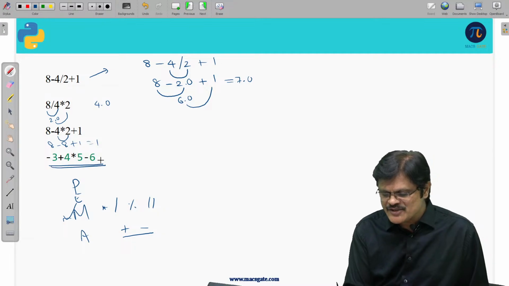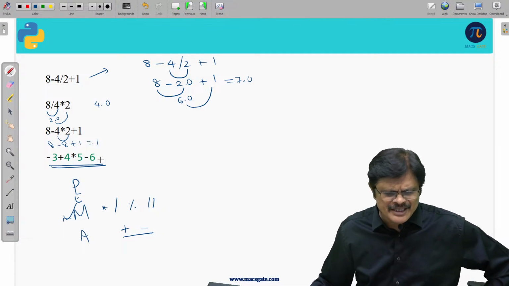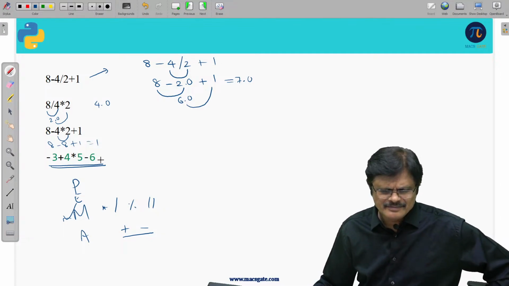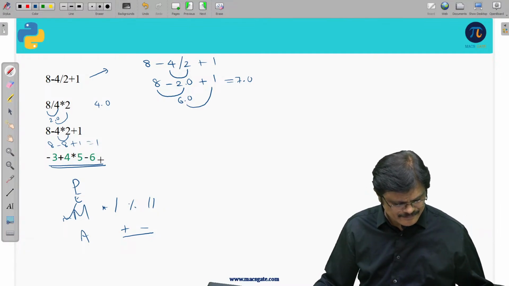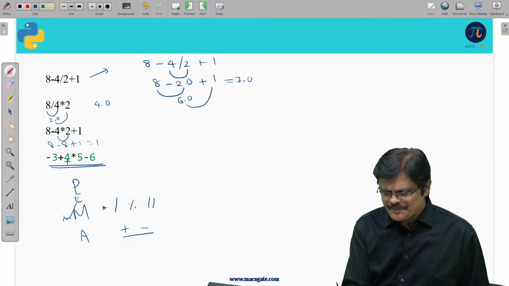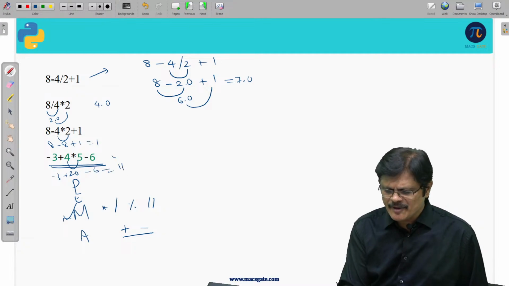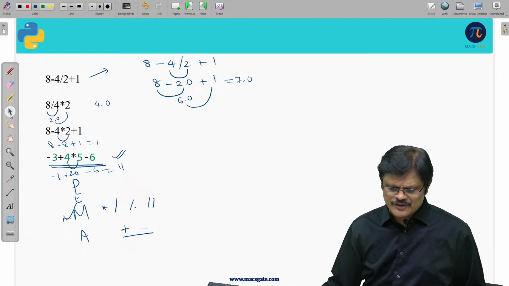Please tell what is the answer for this one, my dear friends. Which one is 8? Please let me know which one is 8. The last one is 11, you are saying. Let us see. 4 times 5 is 20. Minus 3 plus 20 is 17. Minus 6, this is 11. This is perfect. This is 1. And this is 2 into 2, 4. So let us try these.